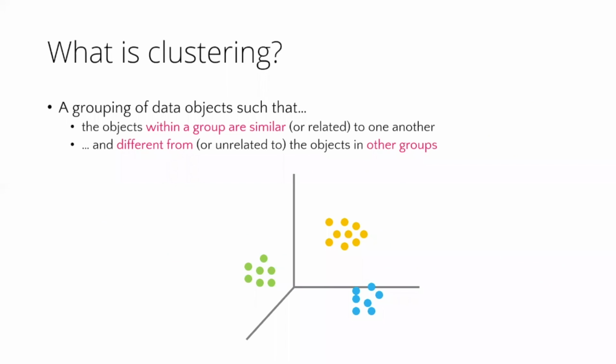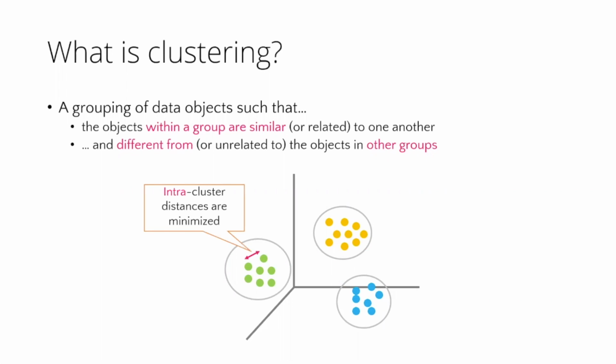Now, to get into a little more detail, clustering is about grouping data objects such that in each group, we have objects that are similar to one another. Further, if two objects are in different groups, then it is likely that the two objects are not so much related or similar to each other. Finding this kind of structure is what clustering is about.